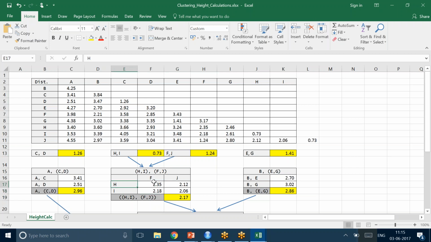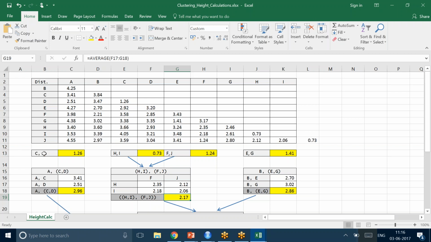What is the distance of H with respect to J? I have to come here and see: 2.12. I have taken that number. What is the distance of J with respect to I? I have to take this J and this I. This is the number 2.06. So I have taken this, and because I have taken average linkage, what does average linkage say? You have to compute all the distances and then take the average, which means I already have all these distances available. I just take those combinations and do the averaging, and the average would be 2.17.